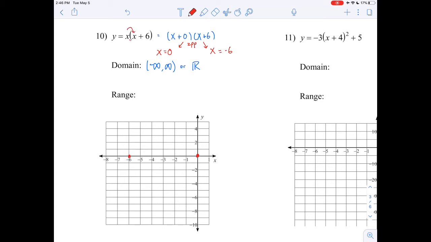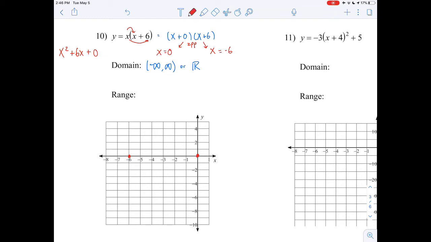And I can actually distribute to get this to standard form. That would give me x squared plus 6x. Wait, there's no c term. Don't fret, just put plus 0. So if that's 0, that must also be my y-intercept, which makes sense because that's where I'm crossing the y-axis.